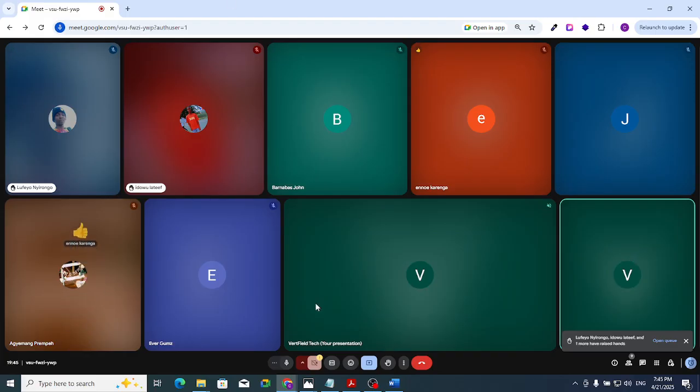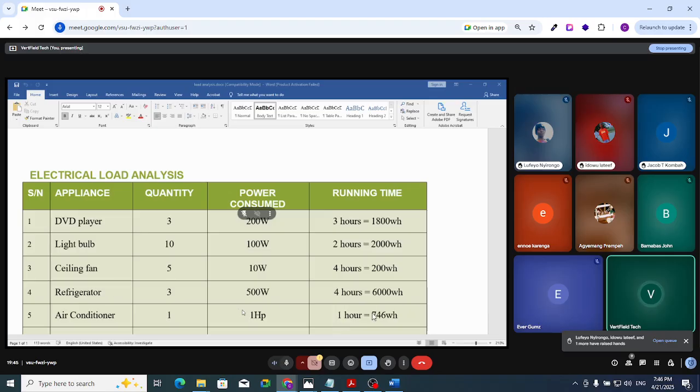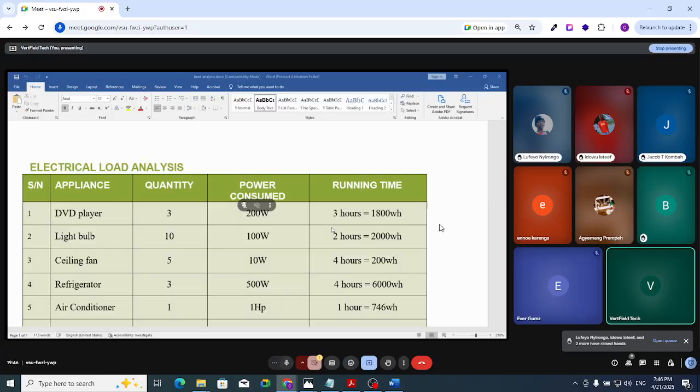So what you are looking at is a typical example of a load analysis table. Let's say again we have asked Mr. Idowu that first question we said we would ask, that is the energy need. And Mr. Idowu has listed out these 5 appliances he wants to power up using the solar system: the DVD player, the light bulb, the ceiling fan, the refrigerator, the aircon. These are the 5 basic appliances our client wants to power up using the solar system.